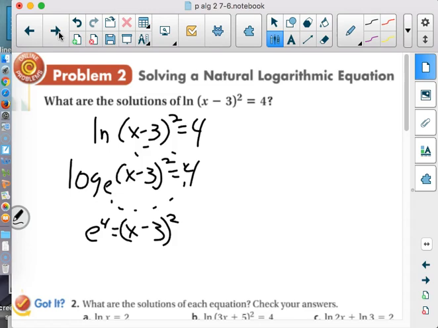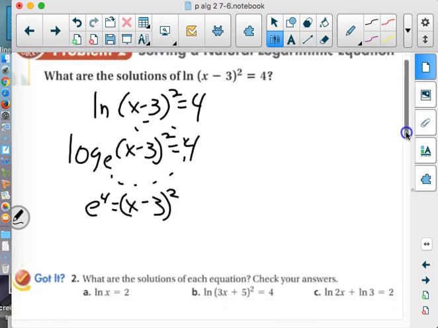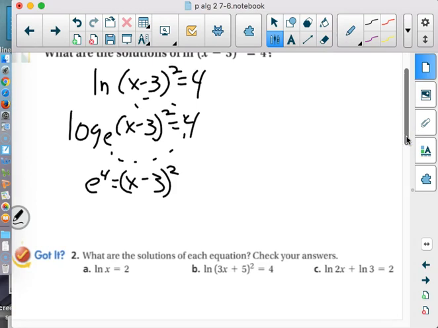Okay, so here's what I have to think. Do I really want to write out x minus 3 times x minus 3, do the FOIL, and get x squared minus 6x plus 9, and have this be huge, and work my way back? So I start thinking, is there another way to get rid of this 2 up here? How can we get rid of that? We could take the square root.